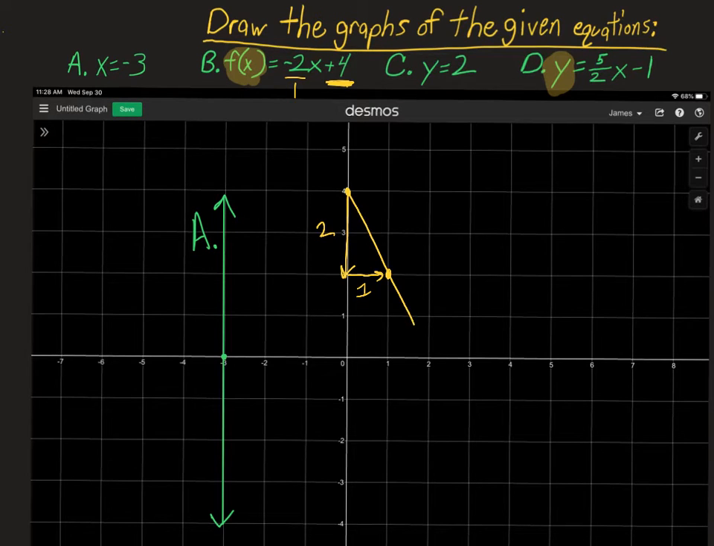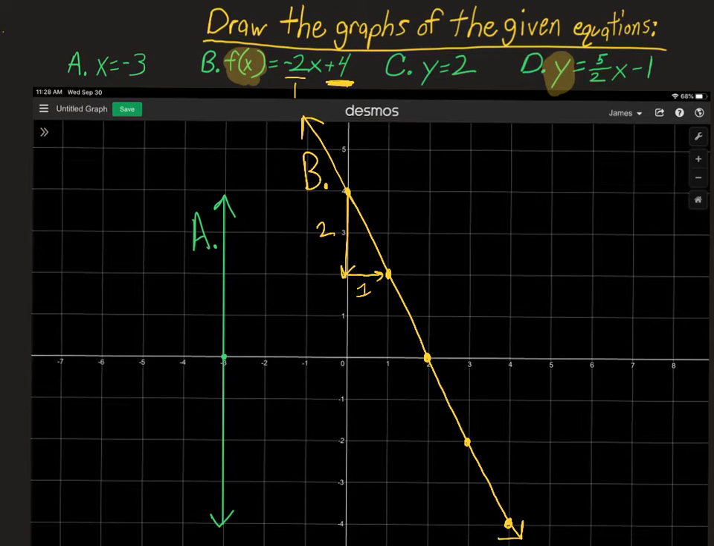Let's see if I can draw it straight. Try to keep going down 2 over 1 as I draw. Okay, if I keep going down 2 and over 1, it keeps highlighting the next point on the graph repeatedly. And there we go. That's equation B.